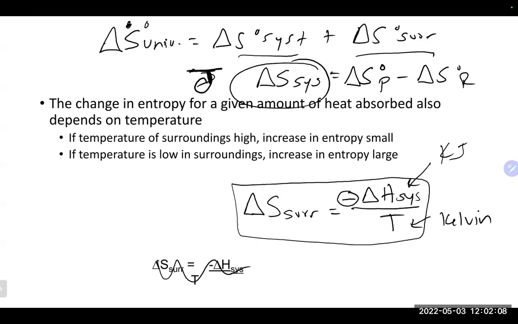Now, if you were able to calculate both of those things, the system and the surroundings, you could put it together for the universe there and figure out whether or not this reaction would be spontaneous. Any questions on that there?